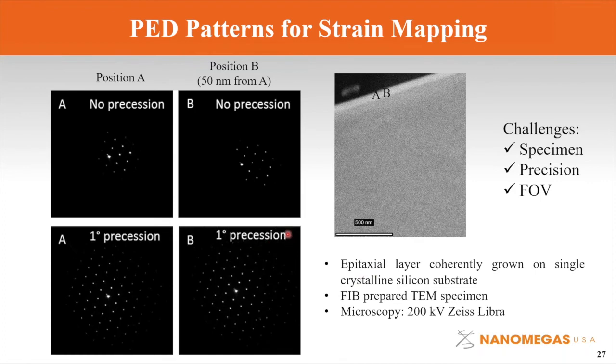So with the implementation of precession, the requirement on the specimen is relaxed, and the precision is guaranteed by the higher order Bragg diffraction being recorded. The field of view is flexible because this is a scanning technique and we have synchronized scanning and precession.